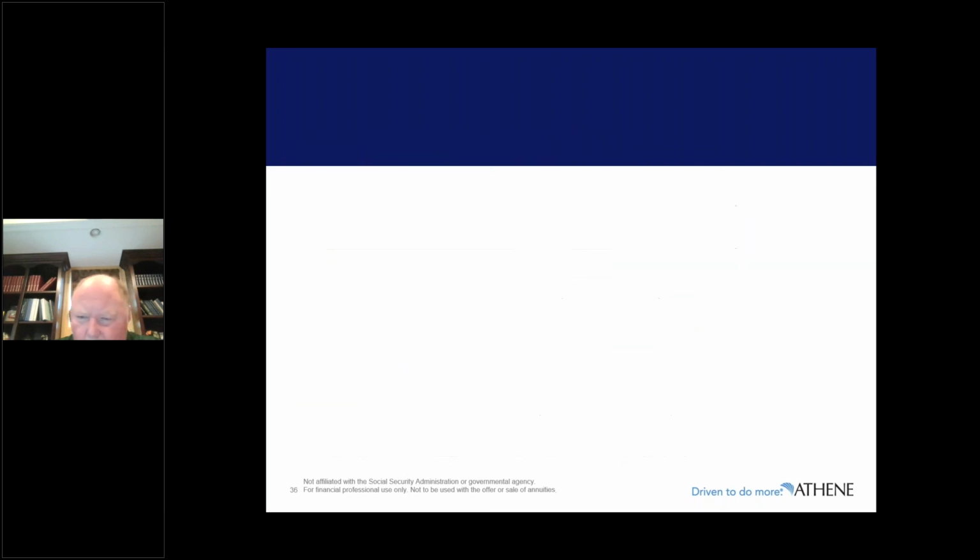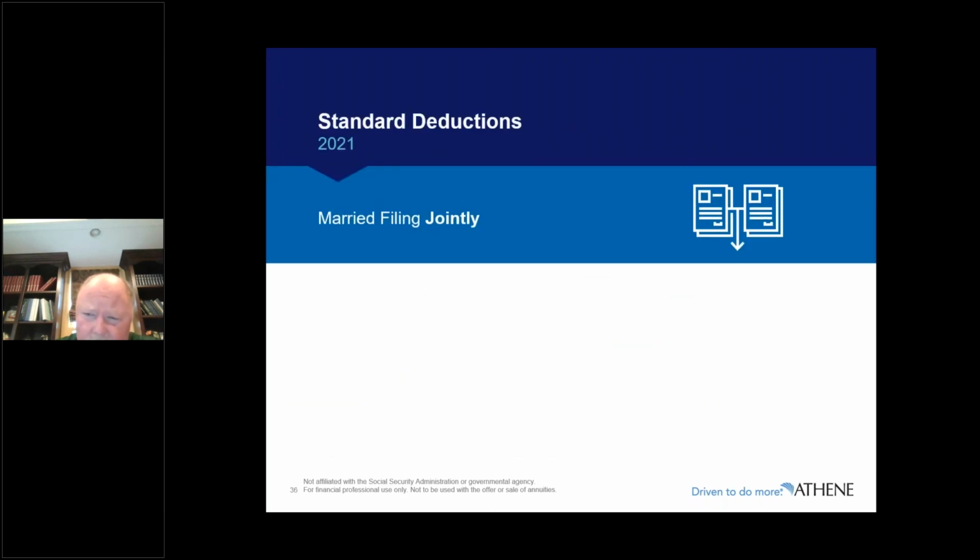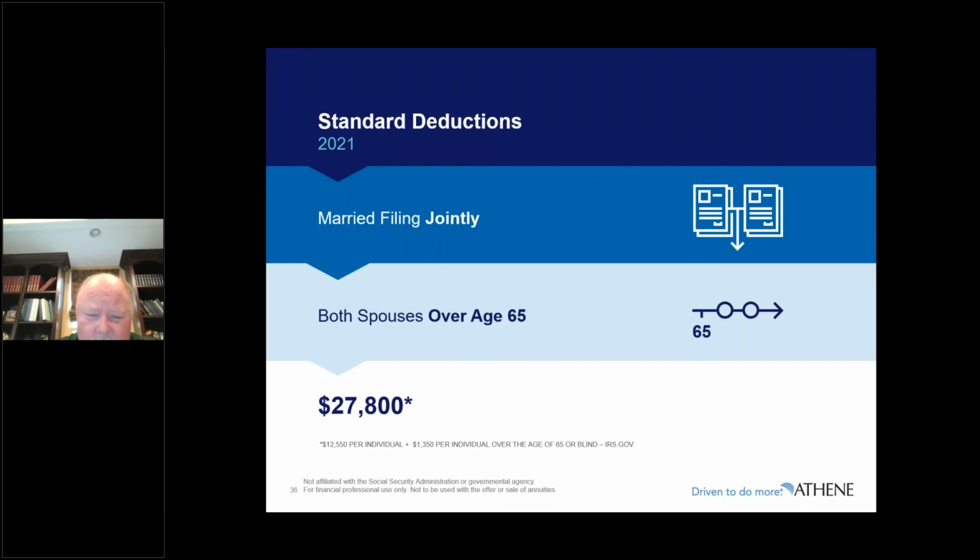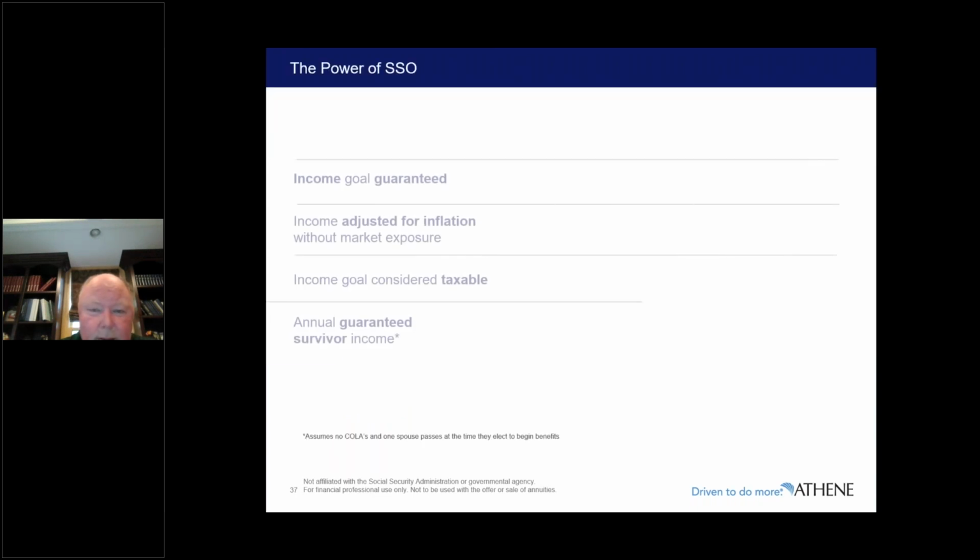So to close this out, I mentioned this earlier, the standard deduction is $27,800. So that completely wipes out just over $26,000 of taxable income. So not only are the laters effectively fully funded, but the income is effectively, in this case, income tax free.